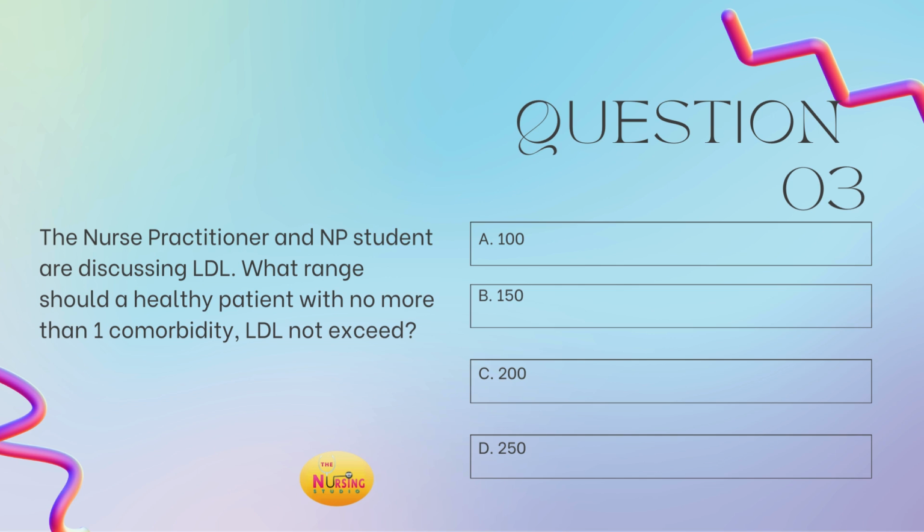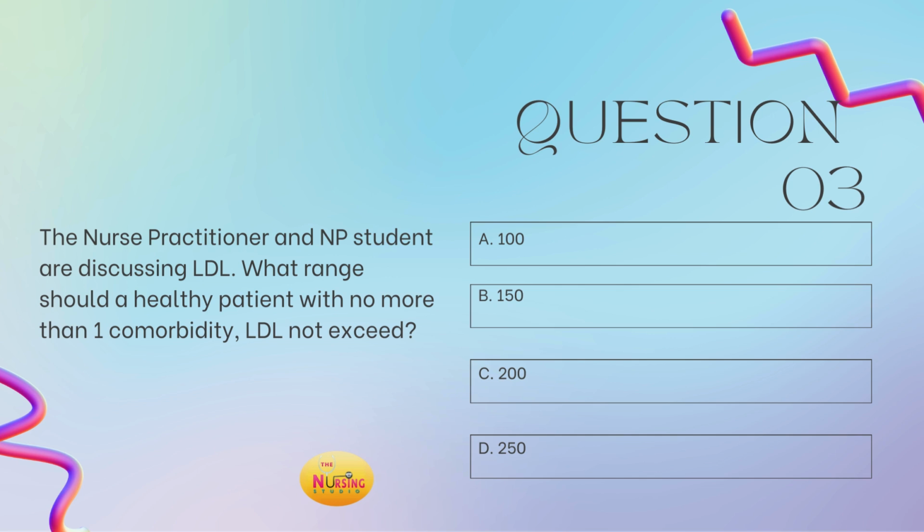All right, and the stem of the question here states, what range should a healthy patient with no more than one comorbidity LDL not exceed? And the answer is A, 100. Remembering with LDLs, for testing purposes, know that you don't want the LDL to exceed 100. But I like to teach y'all for boards as well as practice, right?